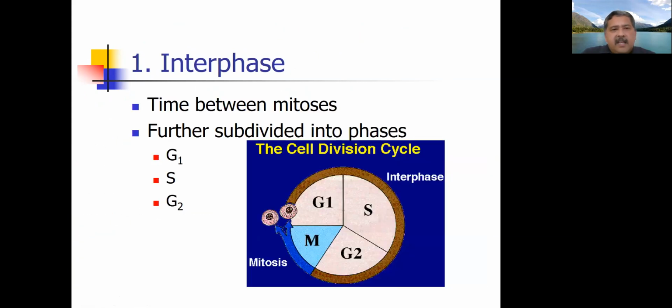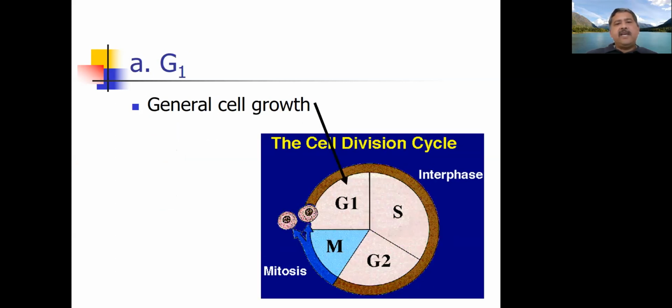Now let's take a look at the interphase in particular. Interphase is the time between mitoses. It's most of the cell cycle. It's been likened to, if the cell cycle is 24 hours, then interphase is 23 of those 24 hours. It's the time between mitoses, and to further our study, we further subdivide interphase into different phases.